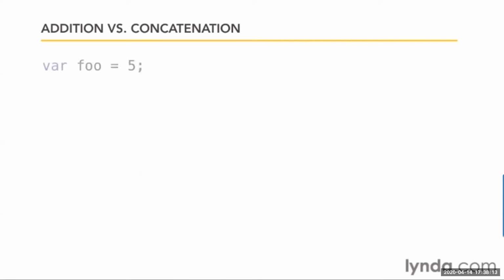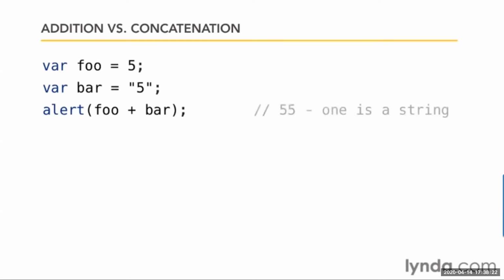Now, it might get a little more puzzling what happens if you've got one of each. So what happens if one variable is a number and the other variable is a string? Well, if one's a string, that's going to take charge. Concatenation will occur.